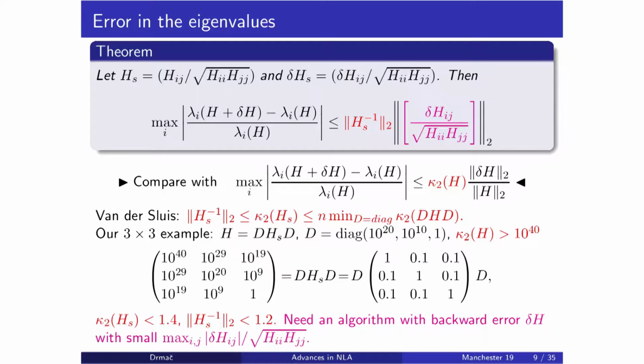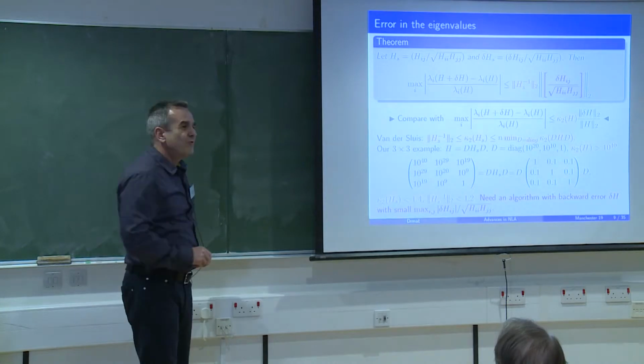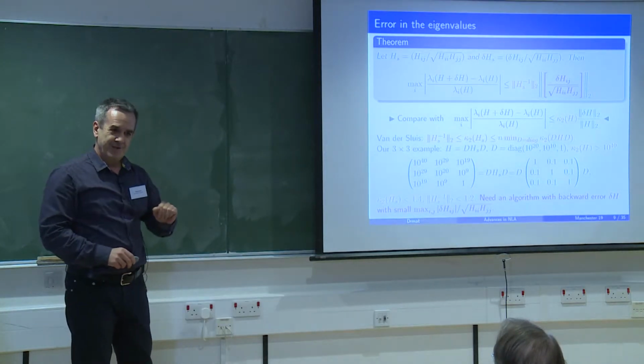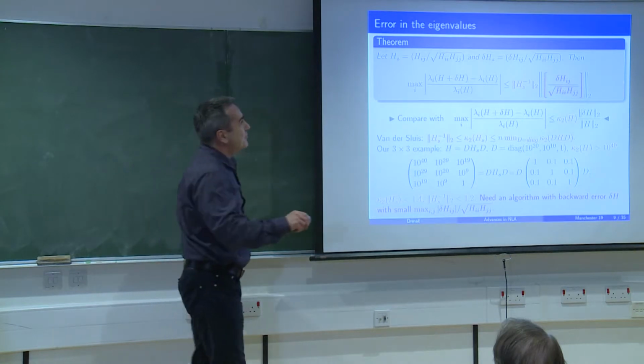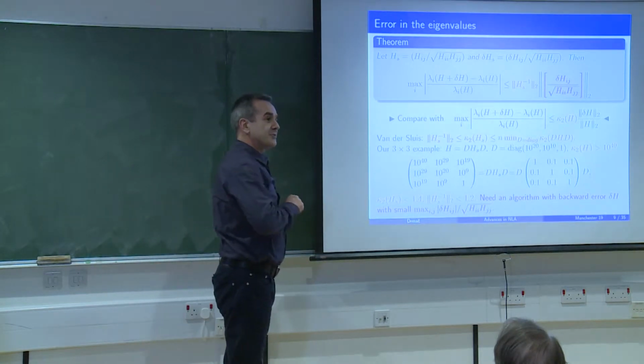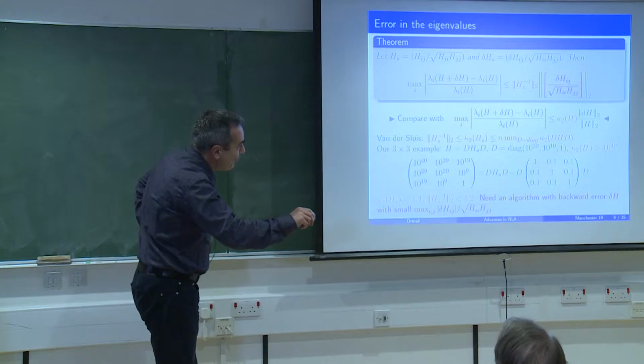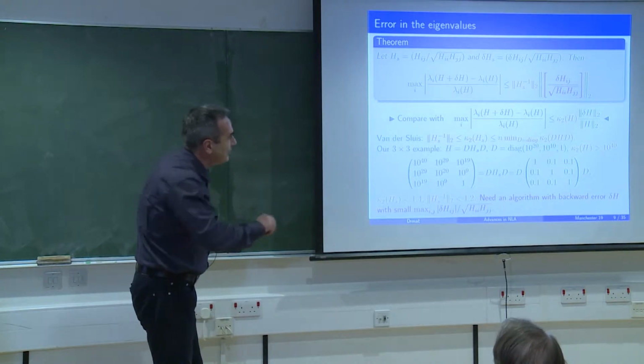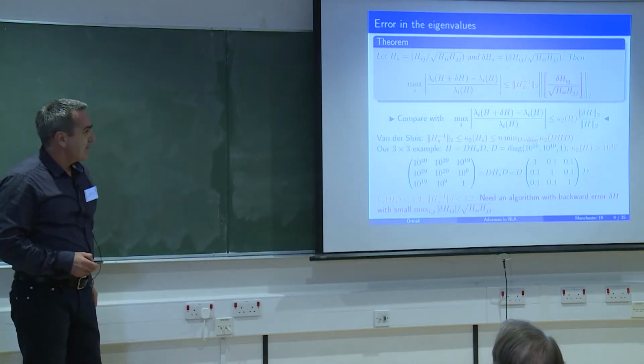So if we could provide an algorithm with a backward error that's small in this sense, then this would be the condition number. That's the van der Sluis theorem. For this matrix, after scaling, its condition number is 1.4, not 10 to the 40. But it is 1.4 only if the perturbation is small in this sense. So if we could have an algorithm that produces a perturbation that is small in this sense, it would be okay. Oh, there is one.